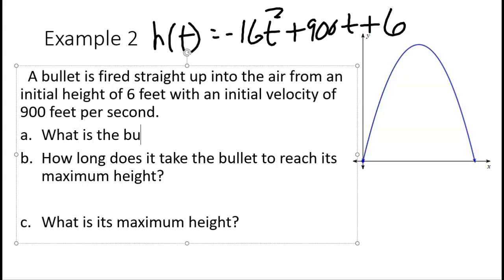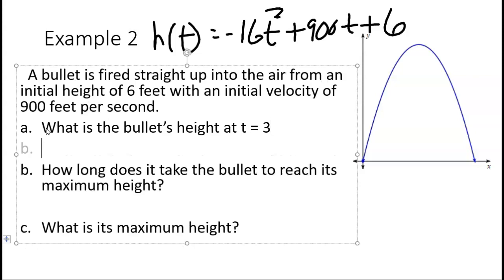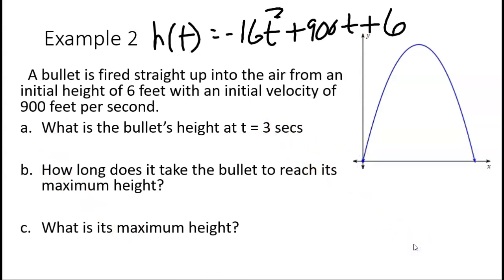What is the bullet's height at t equals, let's just say 3? I'm going to put a second there just so that we know we're dealing with 3 seconds. So in other words, some guy's got a gun. He's holding it 6 feet up in the air. He shoots it straight up into the air. The bullet leaves the nozzle of the gun at 900 feet per second. And my question to you now is, how high up will that bullet be after 3 seconds?